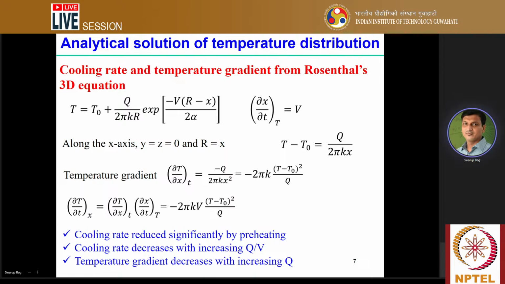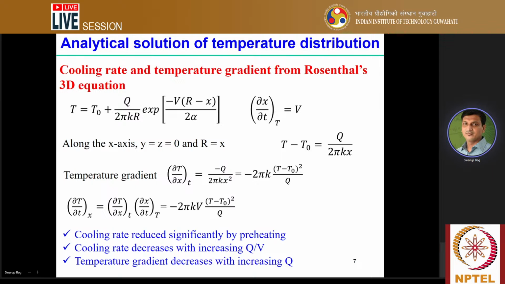So replacing the Q in terms of T minus T0 into twice pi Kx, if you put it, then you are getting minus twice pi K (T minus T0) square by Q. That is the temperature gradient. Now, del T by del X, we are interested to know the cooling rate.